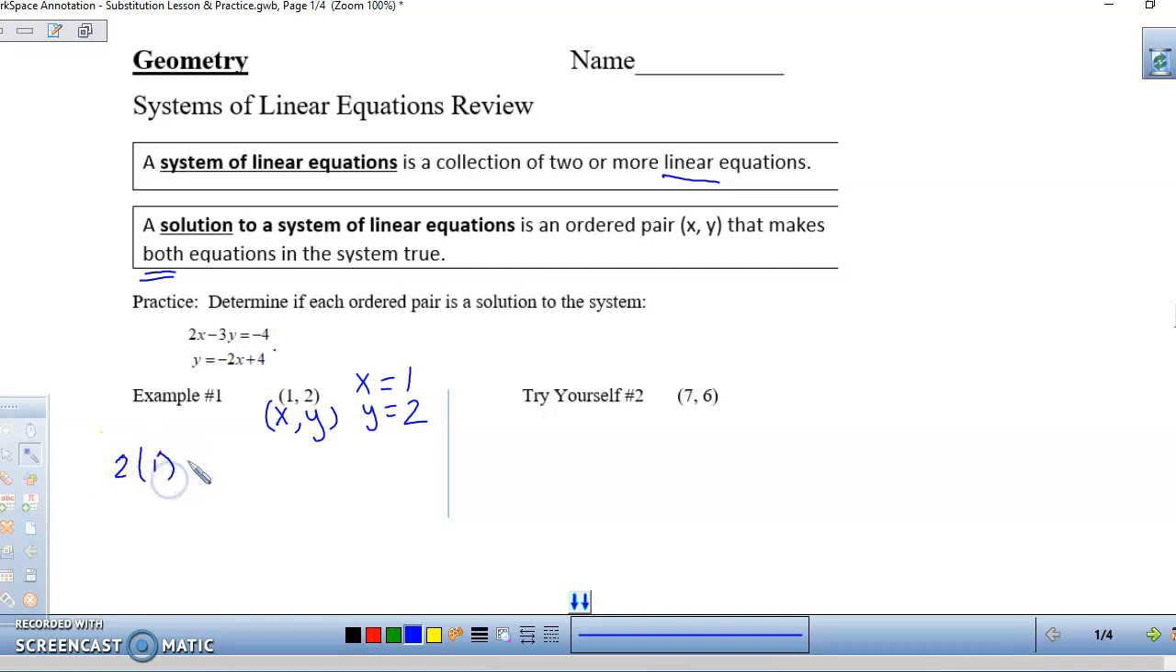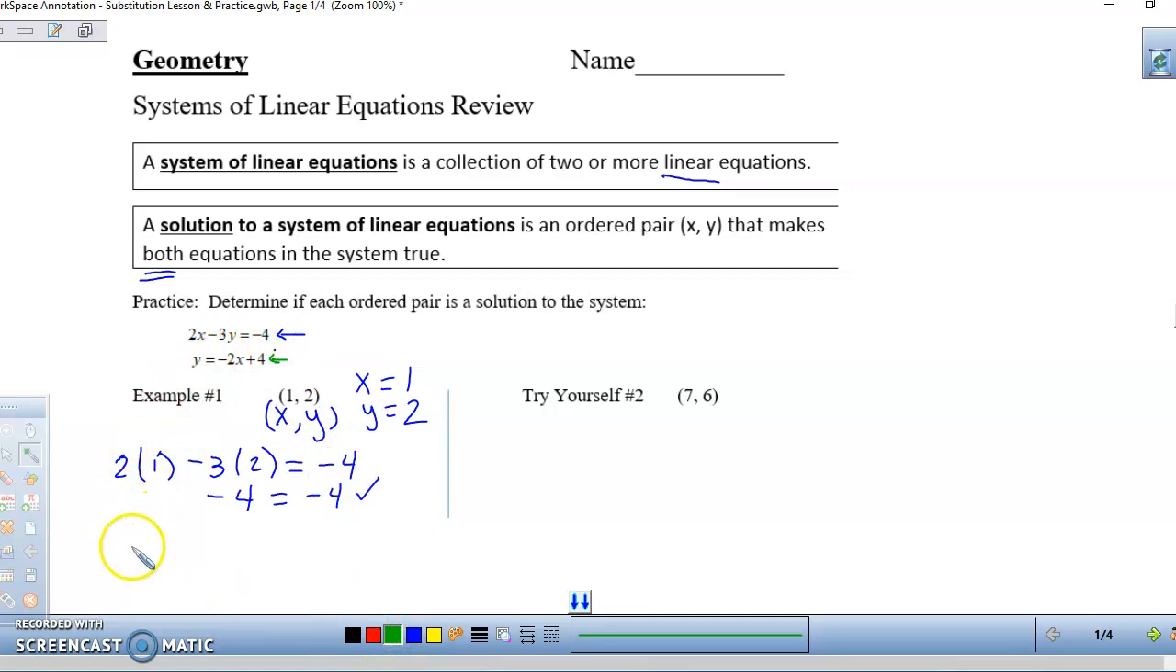So 2 times 1 minus 3 times 2 is equal to negative 4. And then we're going to check to see if that is actually a true statement. So you can use a calculator, but 2 times 1 is 2, and then minus the 6, that total would be a negative 4. That is equal to negative 4. So that point checks out for the first equation. However, you do have to check it on the second equation as well. So maybe I'll do this one in green, and I did this one in blue.